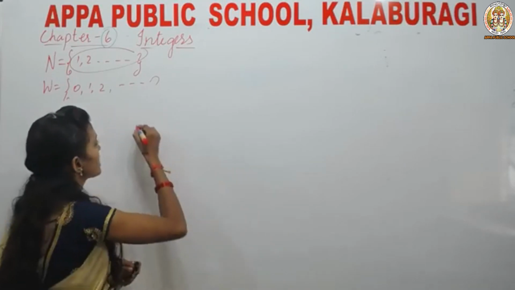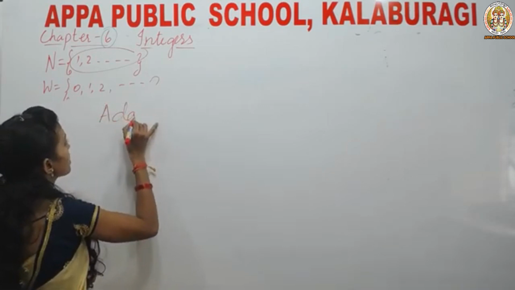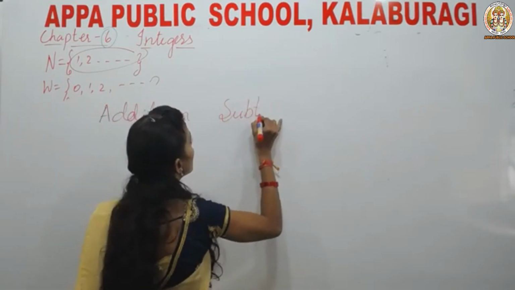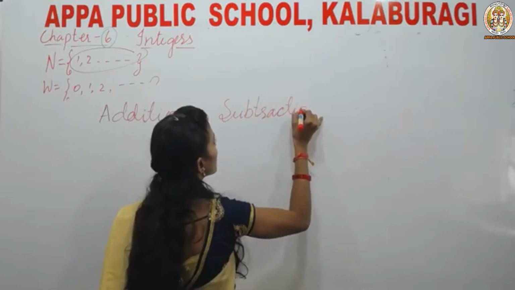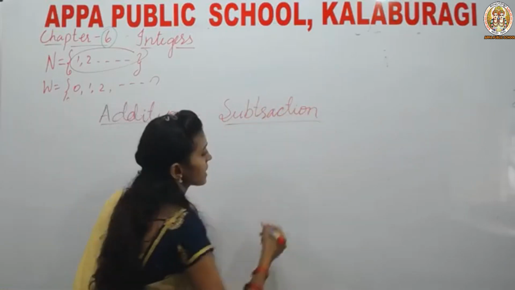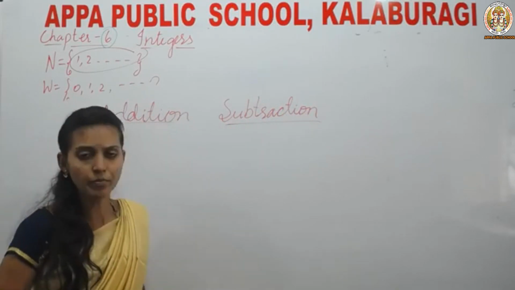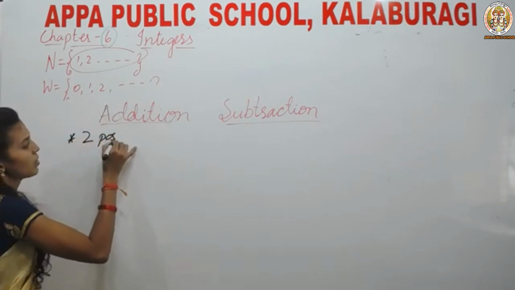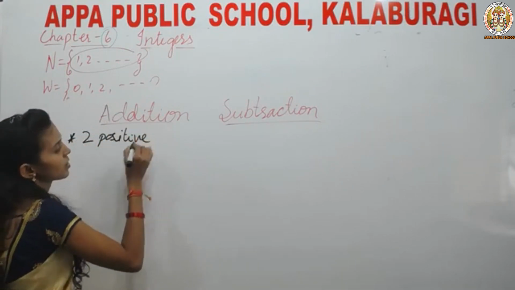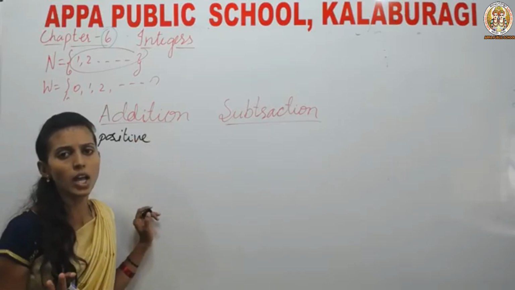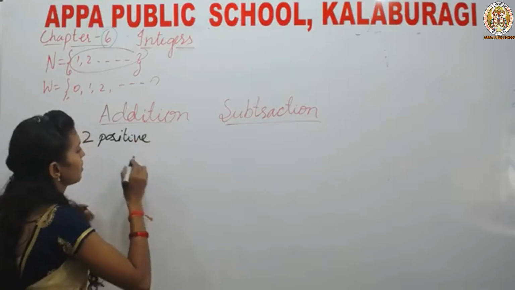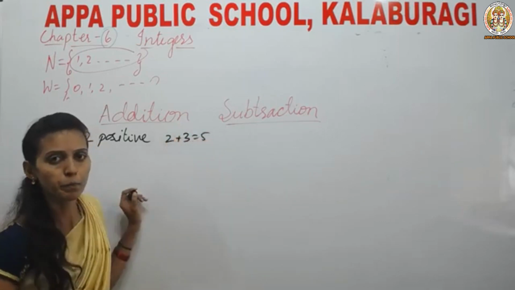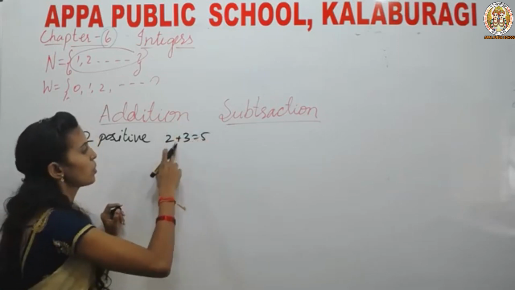Okay, see, for addition and subtraction without using the number line, what are the rules to follow? We have to see that now. For addition, while adding two positive integers, no confusion at all. We will get a direct answer, no problem. Two positive integers, so 2 plus 3, both are positive. We will get the answer positive only. Right? Both are positive.